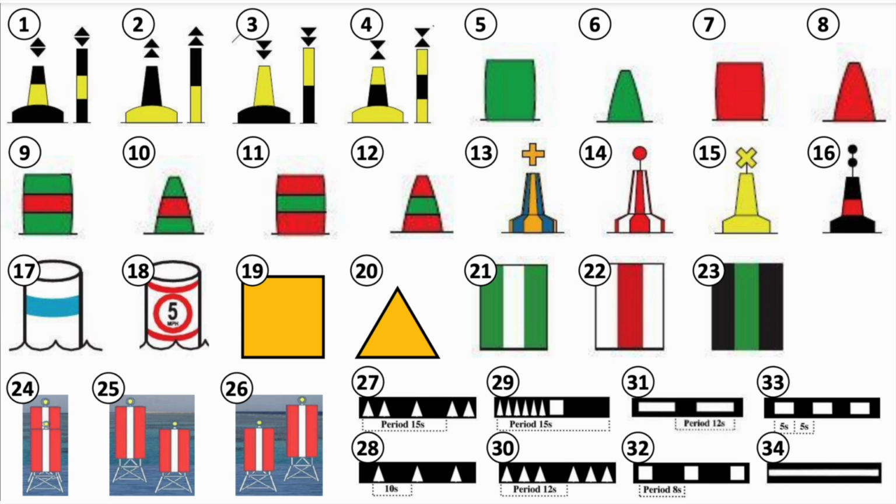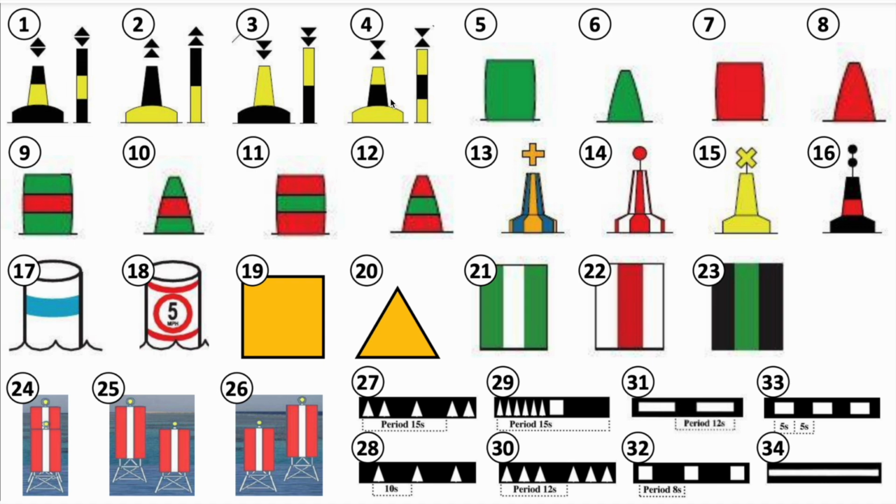So we're going to start with the basic AToNs. I'm just going to go through all of them, explain them briefly, just so you have a general understanding of them. So the first ones that we're going to start with are these. These are called cardinal marks. They're called cardinal marks because they mark a cardinal direction that you have to pass.